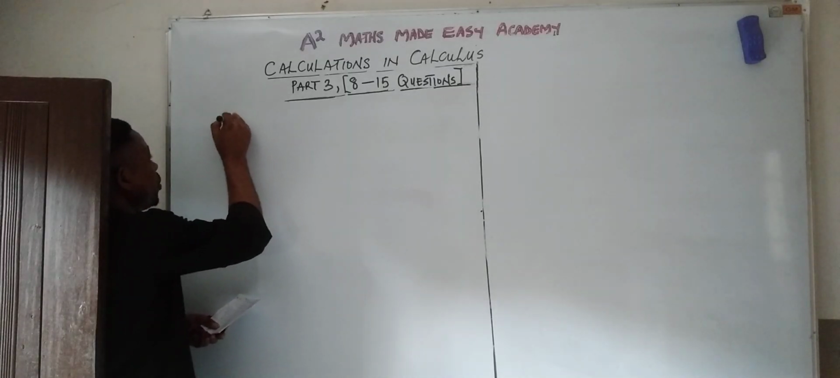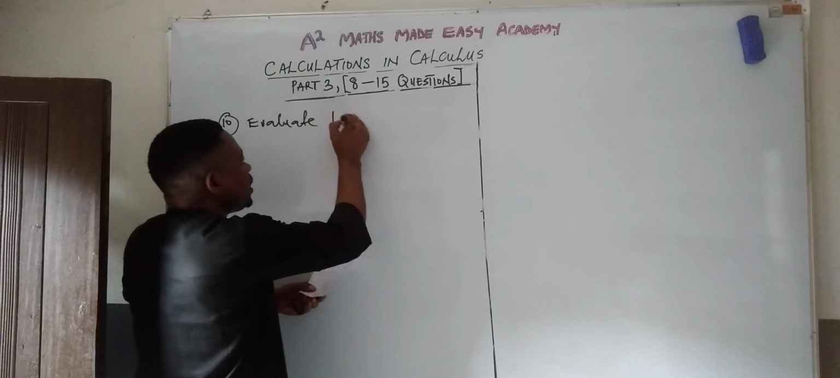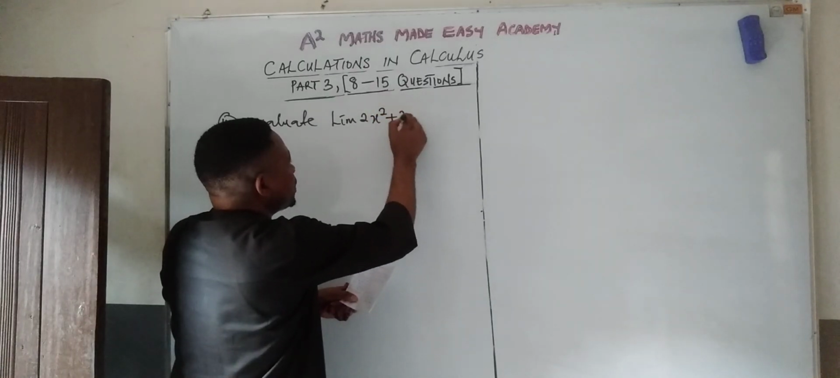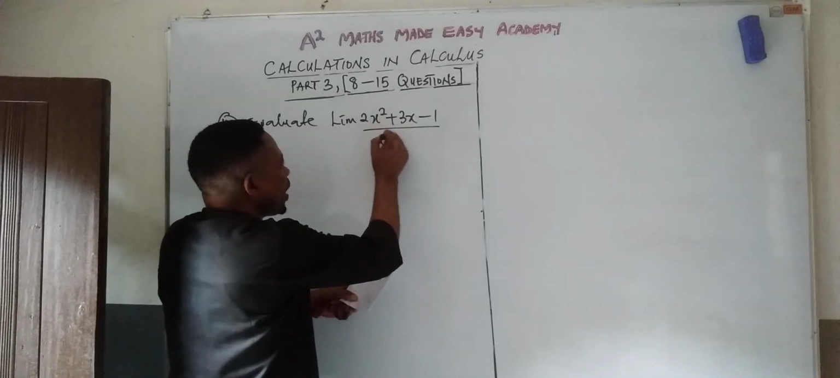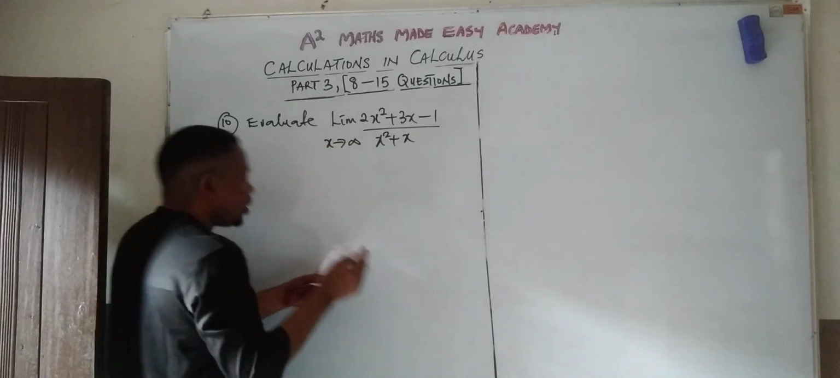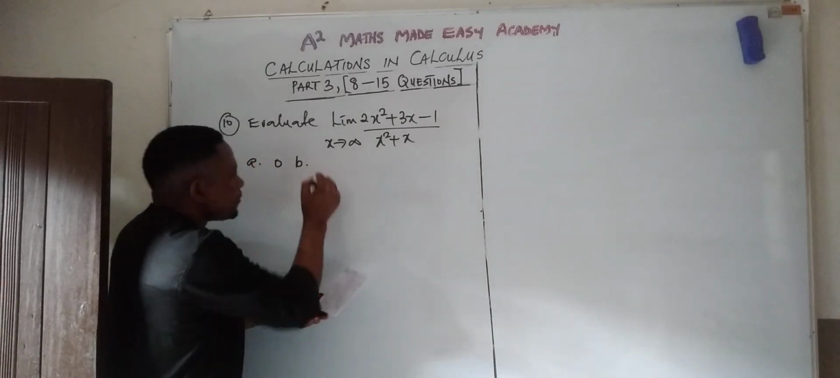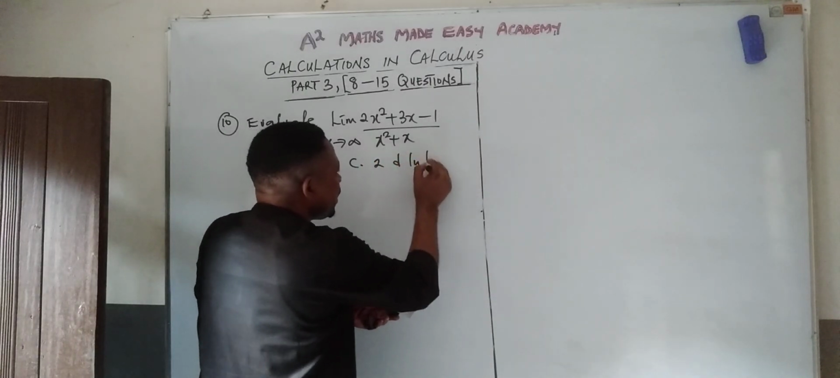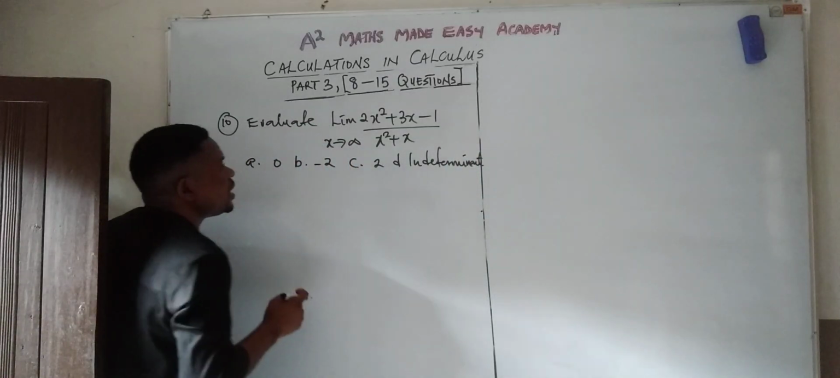What is number 10? I want you to watch. Number 10 says that we should evaluate the limit of 2x squared plus 3x minus 1, all over x squared plus x, as x approaches infinity. Option A says 0, option B says minus 2, option C says 2, and option D says indeterminate.